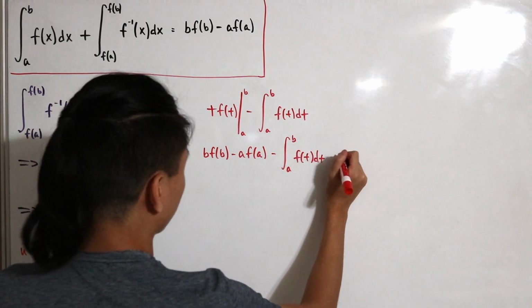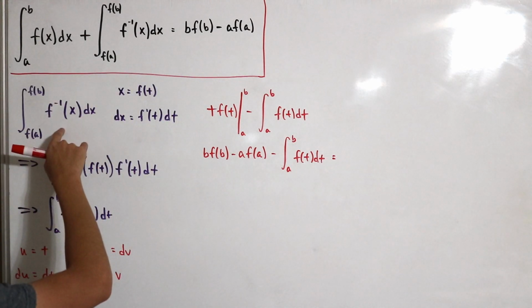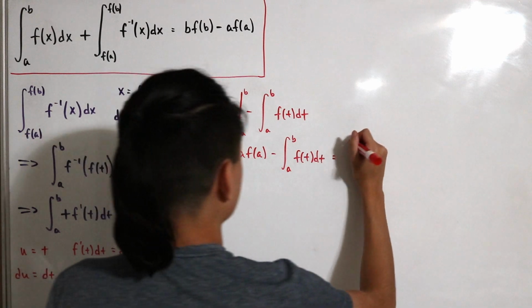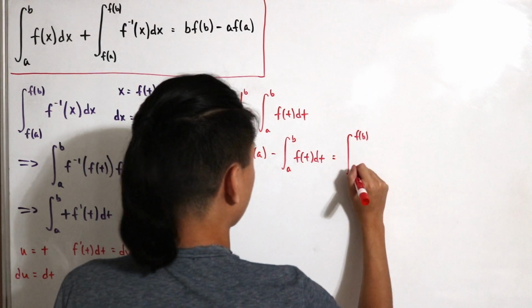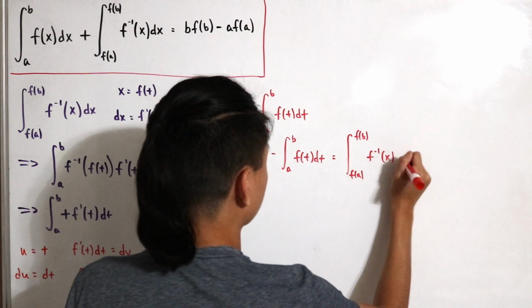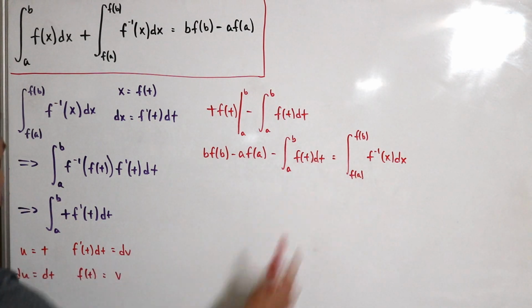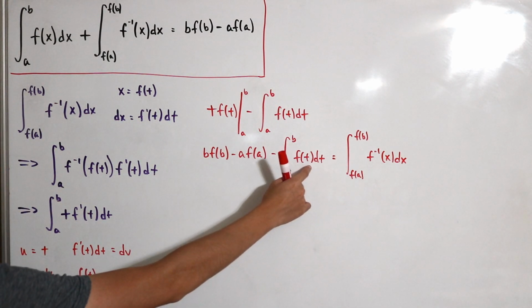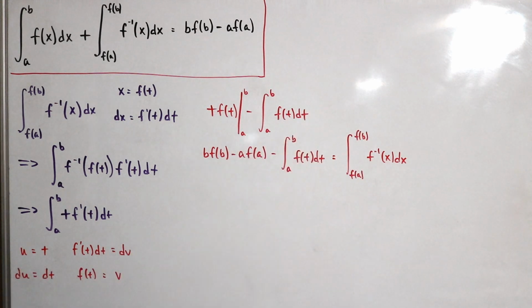And we're actually almost done. So far we've shown that the integral of the inverse function from f of a to f of b of f inverse of x dx is equal to that expression. The last step is that we just add this integral back to the other side, and since this is f of t dt, we can simply place x back in, since t is a dummy variable in this sense.